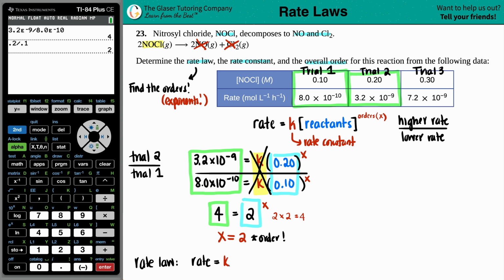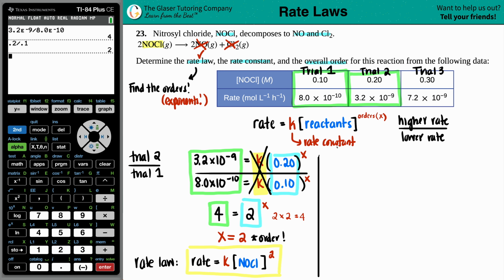Rate equals K times the concentration of that reactant, and the reactant is the NOCl, right? And it was right here. That's who we took, so it has to be NOCl. And it is raised by the order of 2. And that is the answer to the first part. So do you see how, by just finding out that order, we found out the rate law? So this is check. Now we use that piece of information to get to the next point.